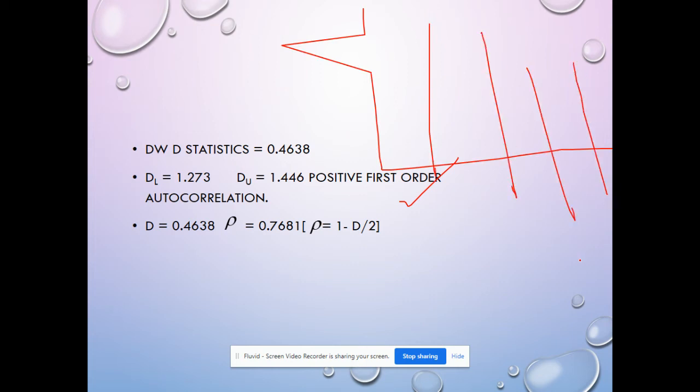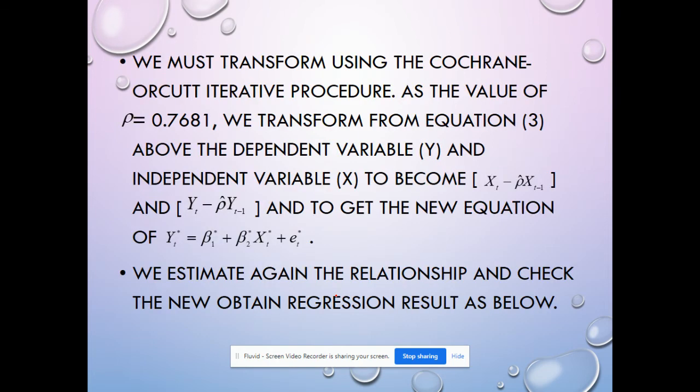5-column table or graph, and then you put your figure there. Or you can use this simple formula to calculate the rho. Either way, both ways, because we're using this value to transform this regression. We must transform using the Cochrane-Orcutt iterative procedure.